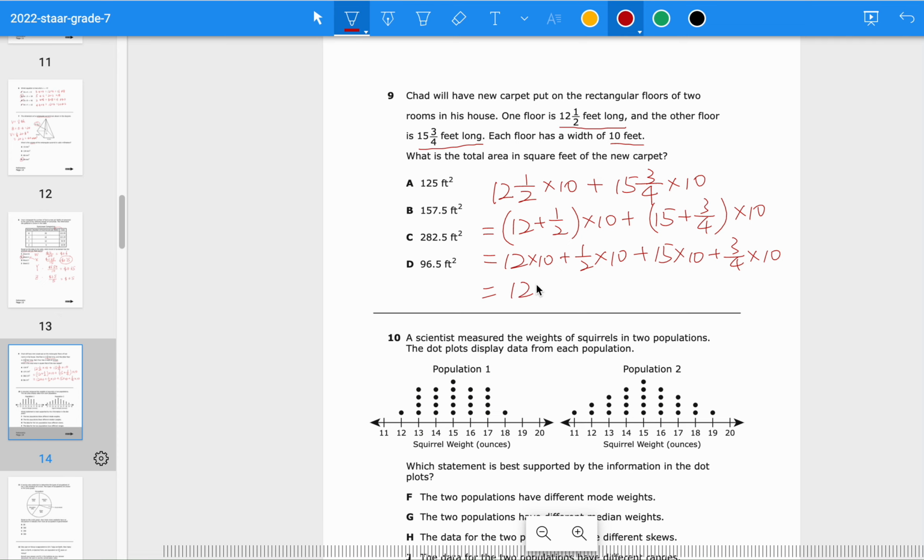So you have 120 plus 5 plus 150 plus, this is 7.5. So now we add all the numbers together, we get 282.5 square feet. So C is the correct answer.